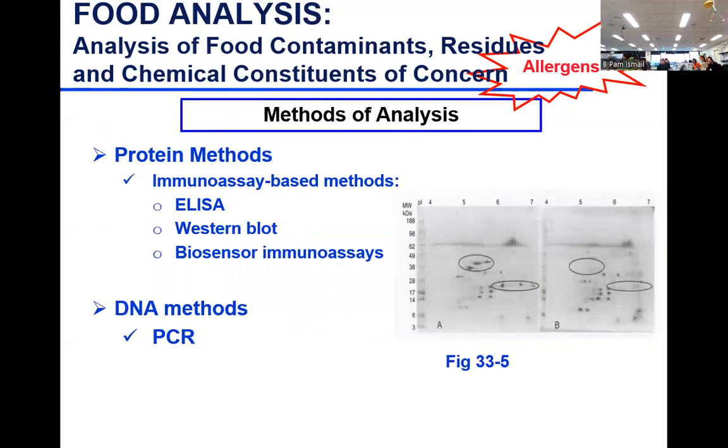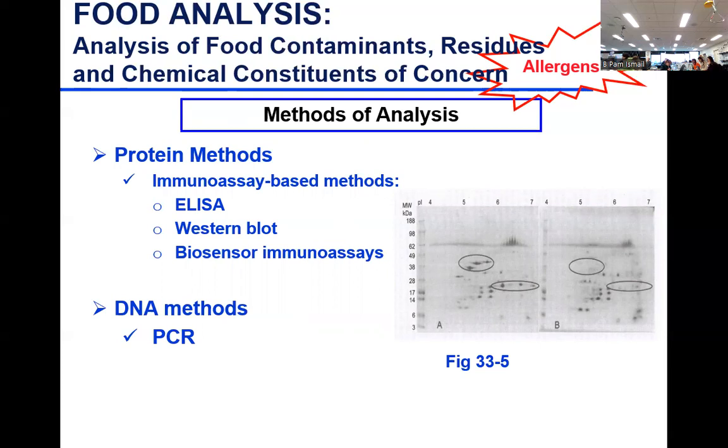Methods of analysis. Most common are protein methods. ELISA is a big one. Western blot for qualitative, and then biosensor, amino acids. But these methods have a flaw in them. When we analyze for protein, we have to extract the protein from the food matrix. And depending on the method of extraction, we may or may not extract the allergens.